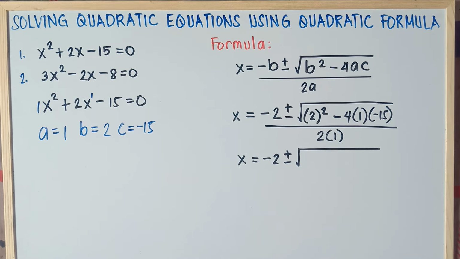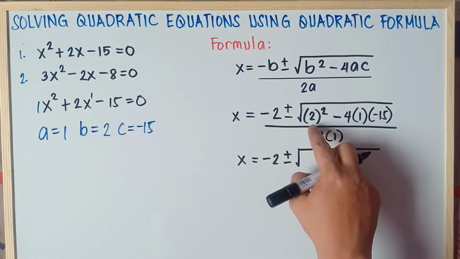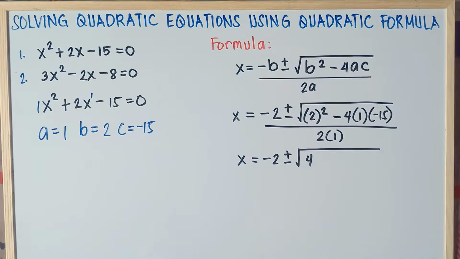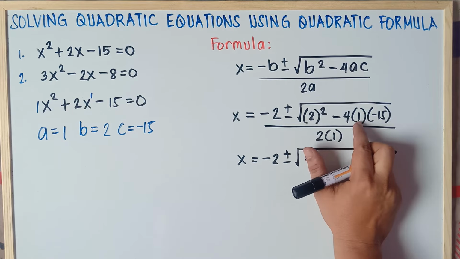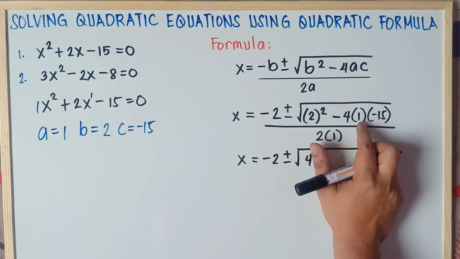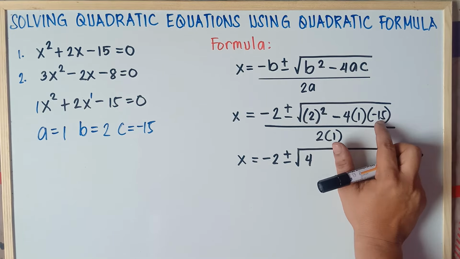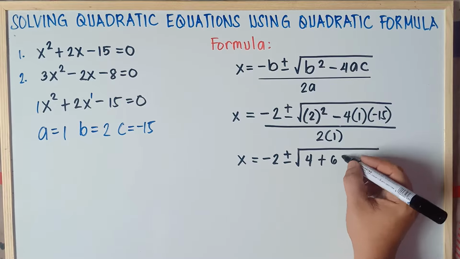What's the answer, class? 2 squared. That's correct. 2 squared means 2 times 2. You multiply this 2 by itself twice. So 2 times 2 is 4. Alright, and then negative 4 times 1, that's negative 4. Okay, once again, class, you multiply this one. Negative 4 times 1 is negative 4, times negative 15, that would be positive 60. Negative times negative is positive. This will be positive 60.